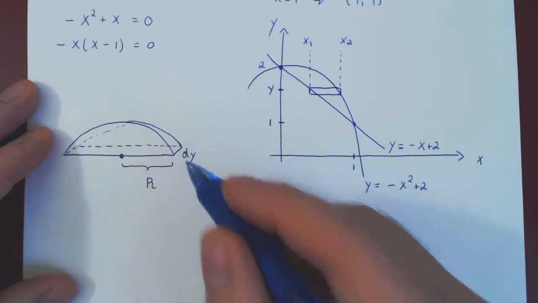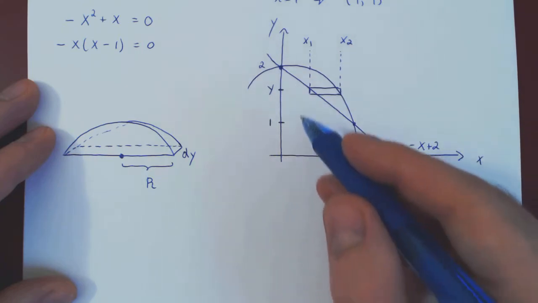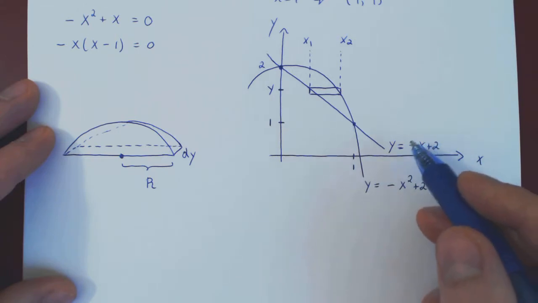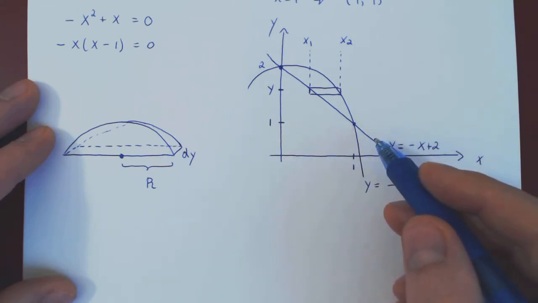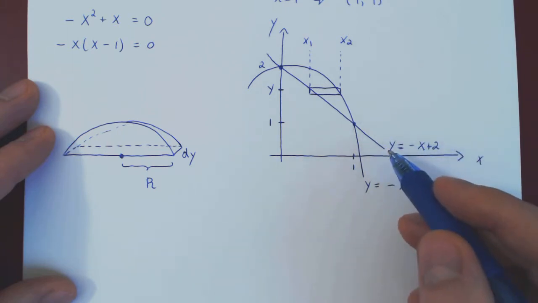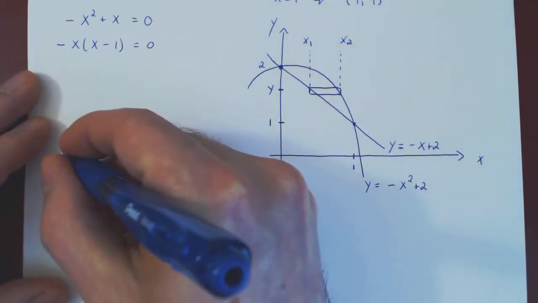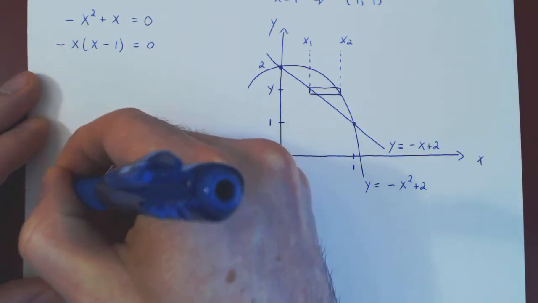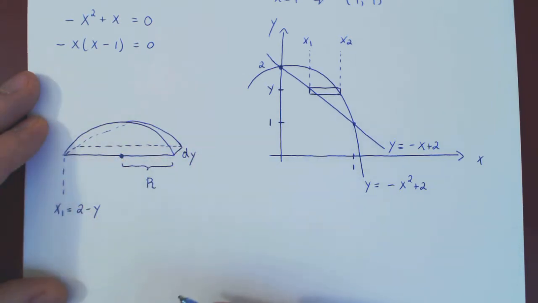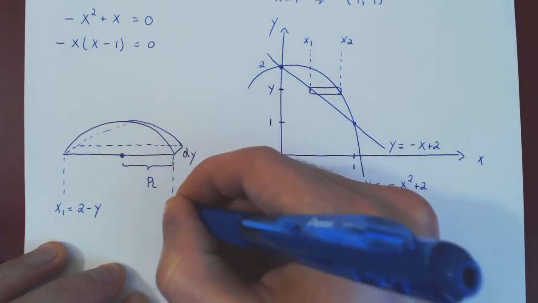And again, because we have a dy, everything we measure must be a function of y. Well, let's solve for x1 first as a function of y. We are on this line, and if we solve for x, send y over here, you'll have that x plus y is 2, subtract y, and so x will be 2 minus y. So x1, the value of x here, is 2 minus y, the smaller x value.